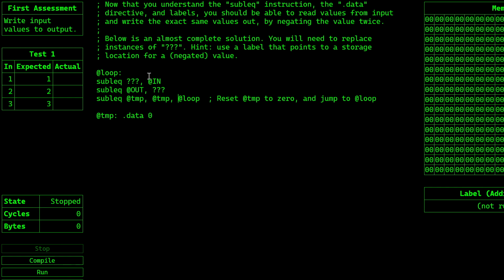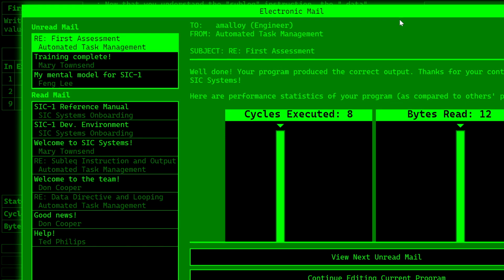Okay. So, we want to read from in and put that into temp, I guess? Subtract that from temp, rather. So temp will be the negative of the input. Then we write to the output the negation of the input. So we've got back the output again. Then temp is subtracted from itself, and we go to loop. That all seems fine. Okay.